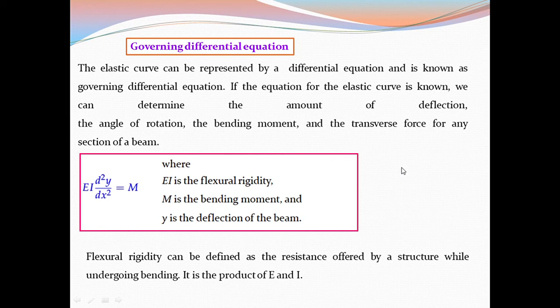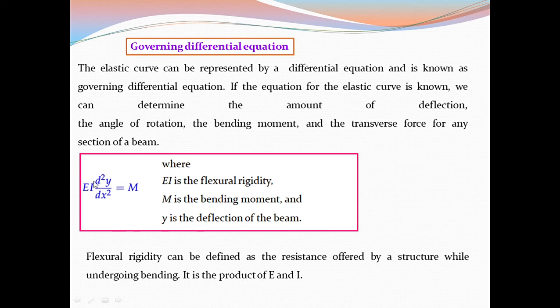If the equation for the elastic curve is known, we can determine the amount of deflection, the angle of rotation, the bending moment, and the transverse force for any section of the beam. Right. Here actually EI into d squared y by dx squared is equal to M. This is the governing differential equation for a beam. Here M is the bending moment, you know well. Y is the deflection of the beam.